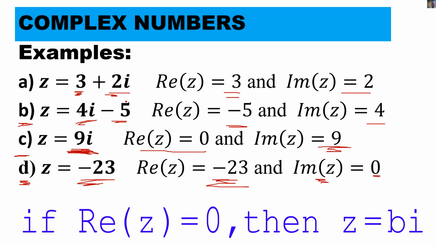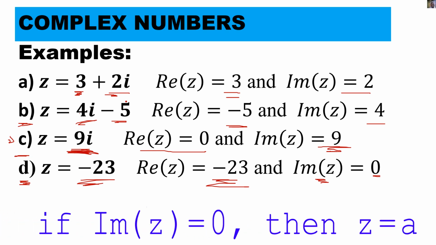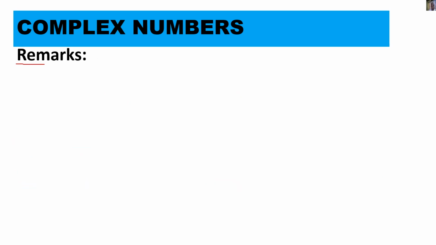You can see, if the real part of the complex number equals 0, we obtain a complex number with bi. Look at this example c, 9i. And if the imaginary part of a complex number is 0, we obtain a complex number with a. Look at this example number d. This results in some remarks. Let's see these remarks.